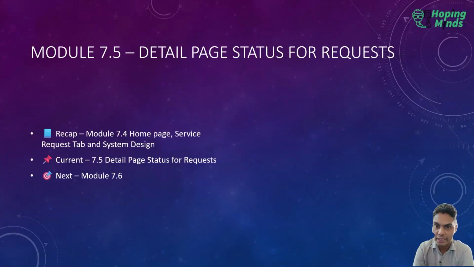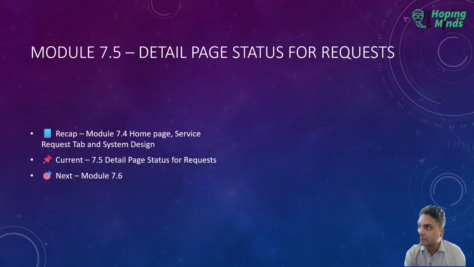Now we are at 7.5, module 7 and chapter 5, where we are going to learn and create a detailed page for status. Whenever you put a request, when it goes to submission, there has to be a page which should show what is the status of my request.